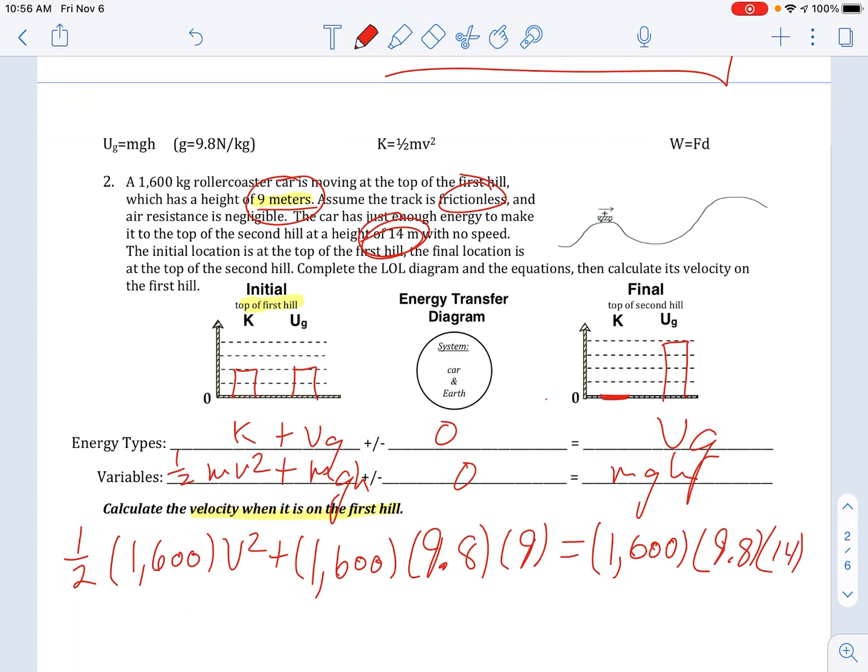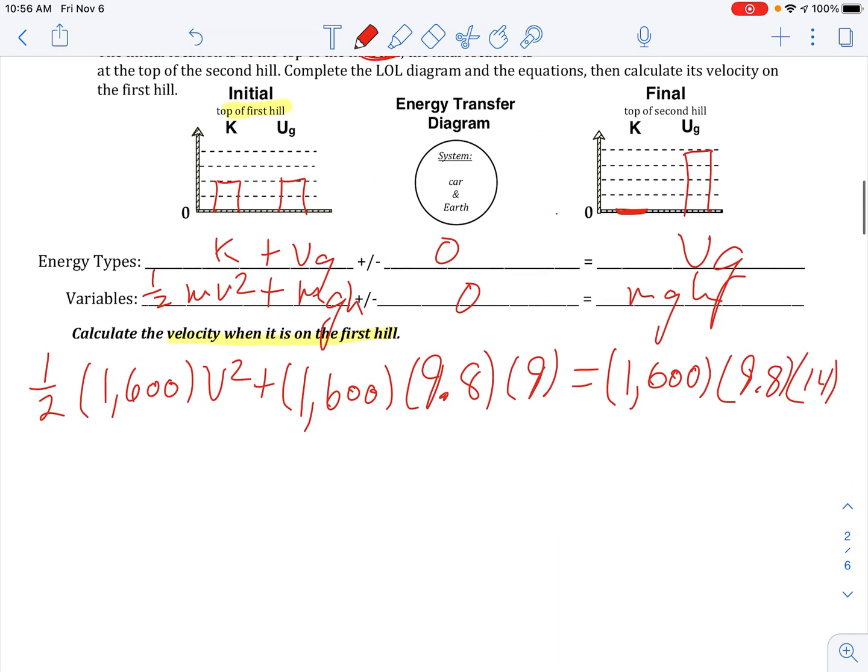All right, so now we multiply out what we can. 1/2 of 1,600 is 800, so we got 800 v squared. Multiply these things together, and we get 141,120.